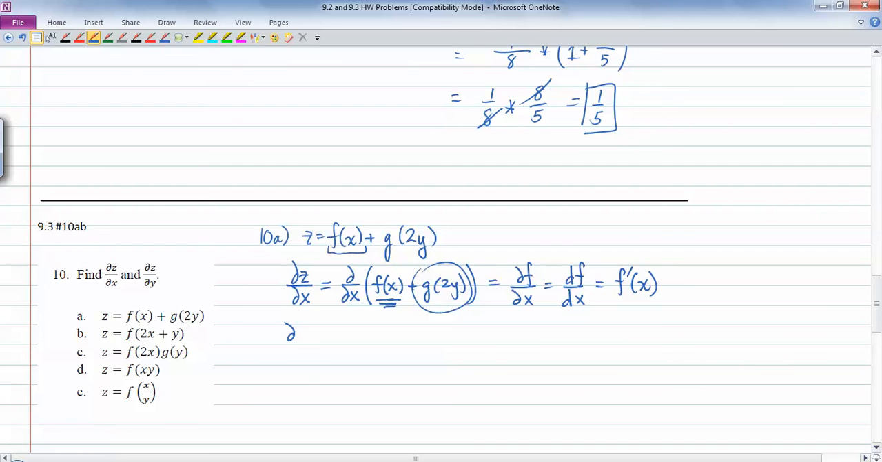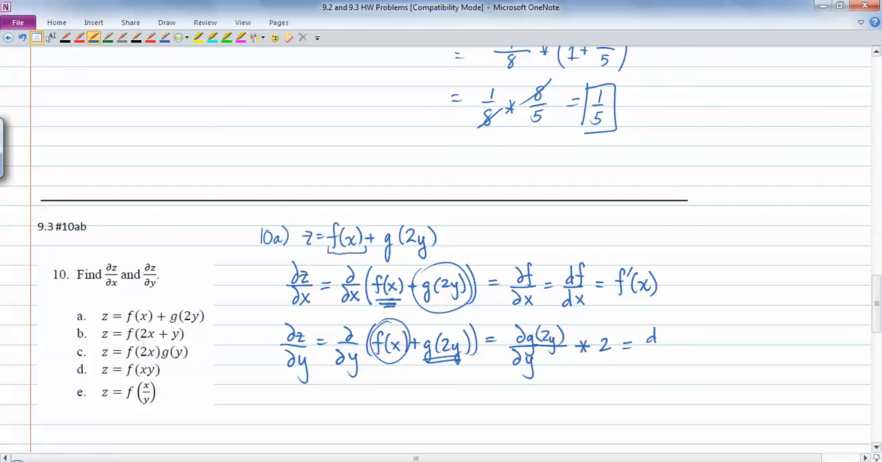Okay. So if we do dz dy, that's going to be d dy of the same function. Well, this one is only in terms of x. So if I try to take the derivative with respect to y, that turns into 0. So really I'm just saying the derivative of this one. So it's going to be dg of 2y dy, times the derivative of the inside with respect to y, which is 2. And notice g is only in terms of y, so I don't really need the curvy d's. I can just do this, dg of 2y dy times 2. So I'll just put the 2 right there. Or you could write it as g prime of 2y times 2, so the 2 would go in front. So I think that's probably the best way of writing it for this problem.